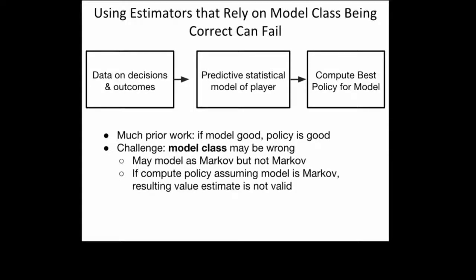The key challenge here is that the model class may be wrong. So if we build a model of how people play or patients behave, etc., and we assume that is Markov, and then we use Markov decision process planning techniques to try to optimize that model, if the world is not actually Markov, then we will get very bad estimates of the value.